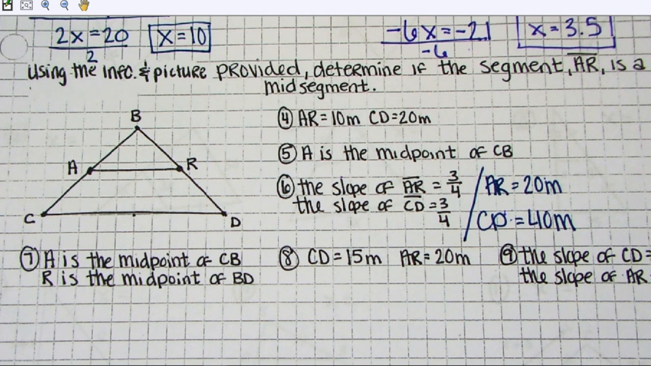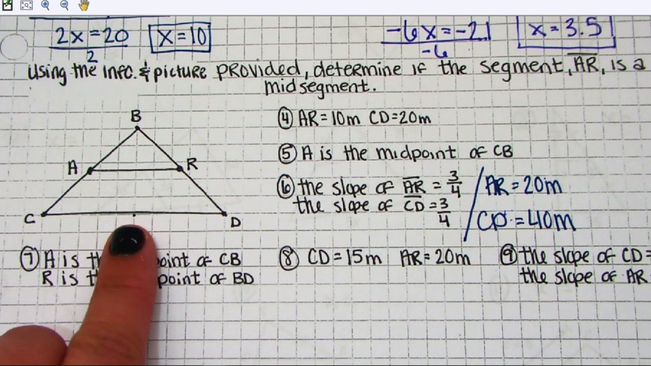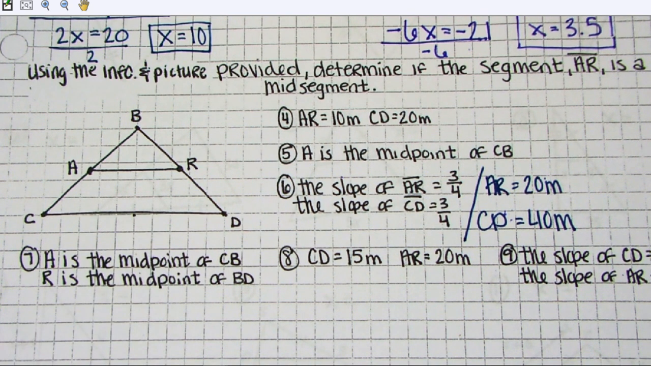So our job is to determine whether or not the information provided in each of the separate problems is enough to determine if AR is the mid-segment of the triangle. So each of these problems are individual. Okay, so let's start with the first one. The measurement of AR is 10, and the measurement of CD is 20. Does that make AR a mid-segment?